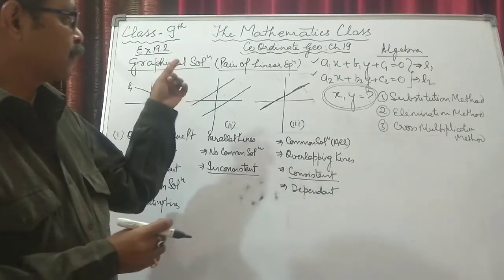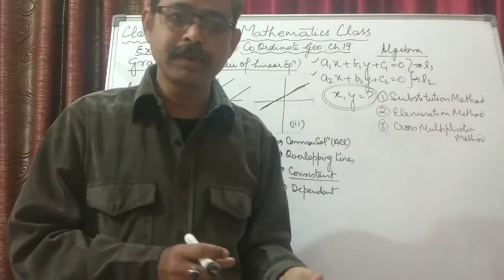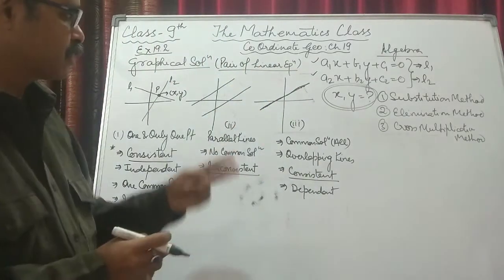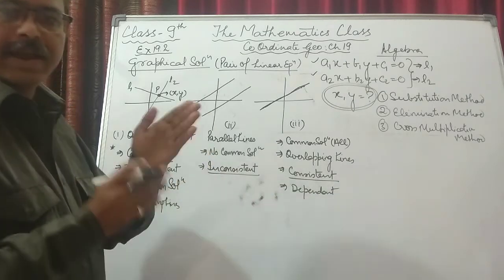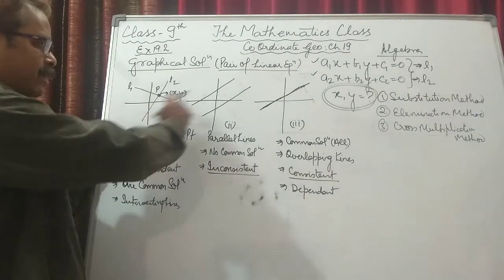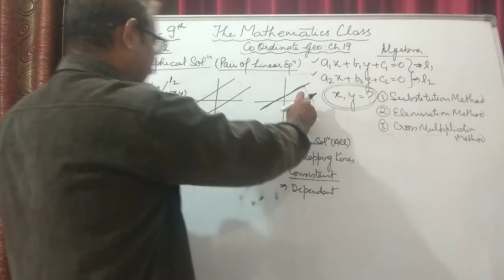equation in two variables, and if there are two equations, when we draw the graph of two equations, the lines will be either intersecting or parallel or overlapping lines.